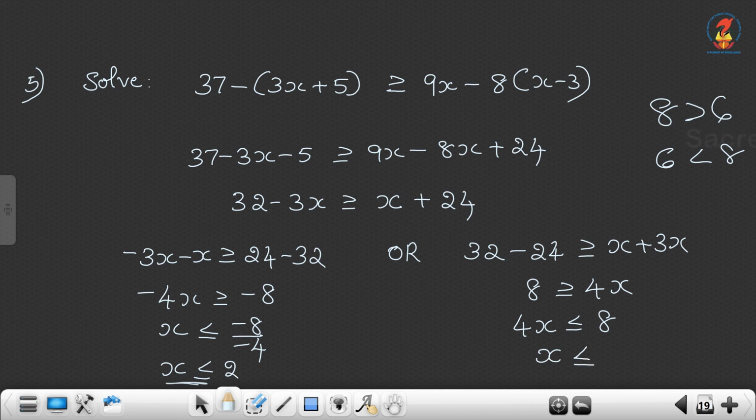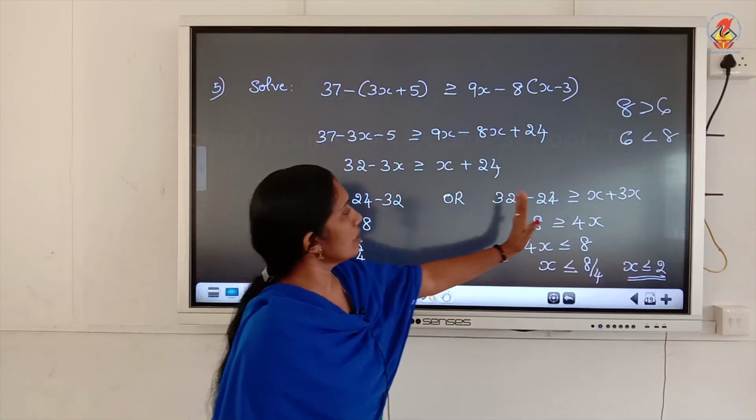So what is x? Less than or equal to 8 by 4. Dividing by a positive number, there is no change in the sign. So x is less than or equal to 2. Check both answers. Both are correct. Okay. So either this way or this way you can do it.